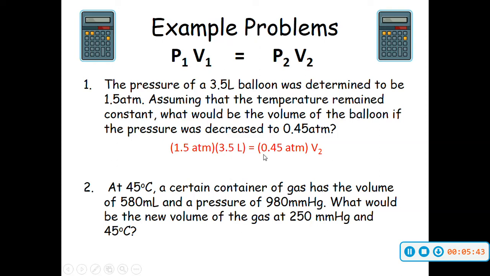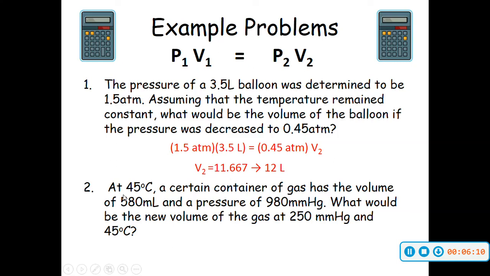And so, simple algebra: we're going to multiply these two values and then divide by 0.45. And you should get an answer of 11.667. But of course, rounding to the correct number of significant figures, we would get a final answer of 12. Okay, now if you want to go ahead and do number 2 on your own, please pause at this time. But if not, let's go ahead and keep going.